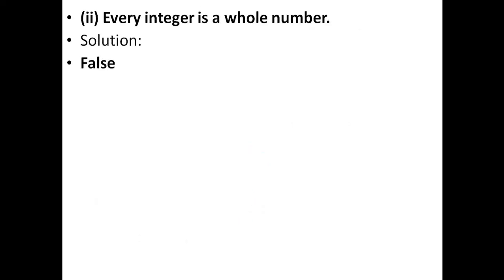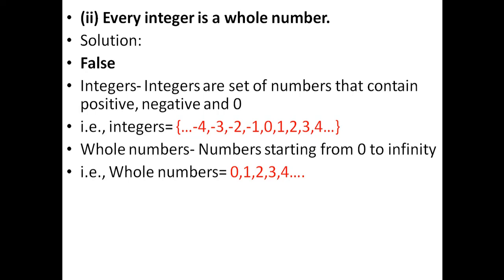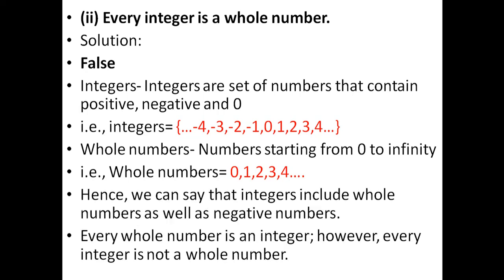Every integer is a whole number. So from the diagram, can you say every integer is a whole number? No, false. So we have to explain. Integers are the set of numbers that contain positive numbers, negative numbers and 0. Then whole numbers are numbers starting from 0 to infinity. So from this we can see that all whole numbers are integers, but not all integers are whole numbers. So the answer is false.